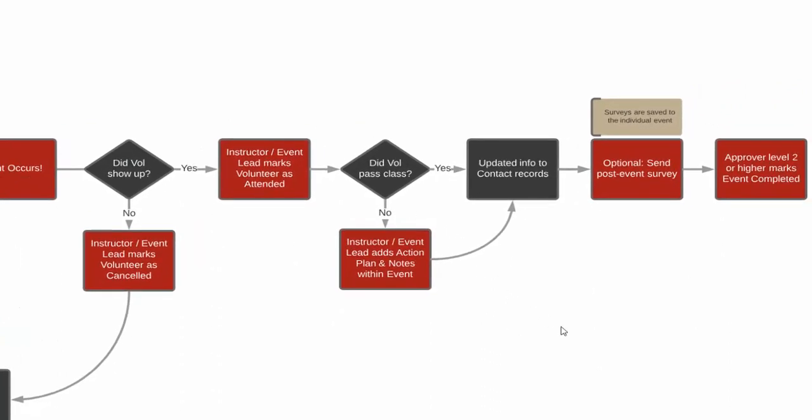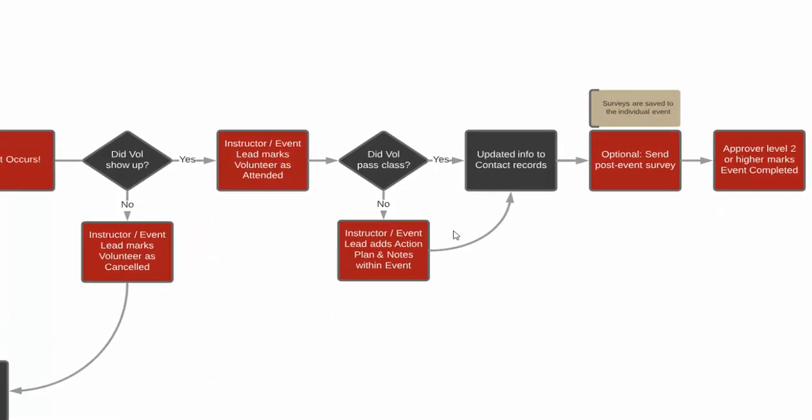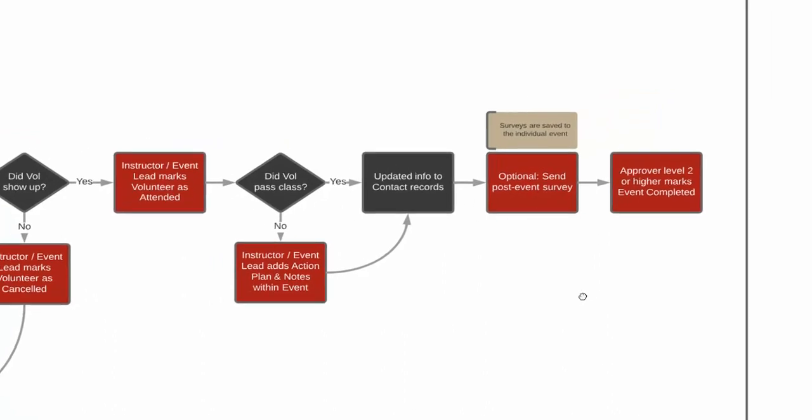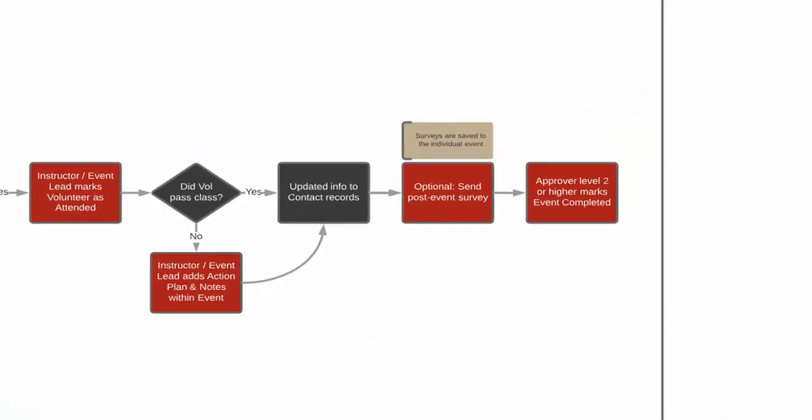The next step is whether the volunteer actually passed the class or not. And this is something that the system will look at based on the instructor choosing to use another dropdown which has pass or action plan as options as well. So that way they can show that someone did in fact show up and they passed the final exam, or they passed whatever the curriculum is looking for. At that point, whether they passed or not, it still gets updated in the contact record. And then the instructor has the ability to send a post-event survey if they choose to.